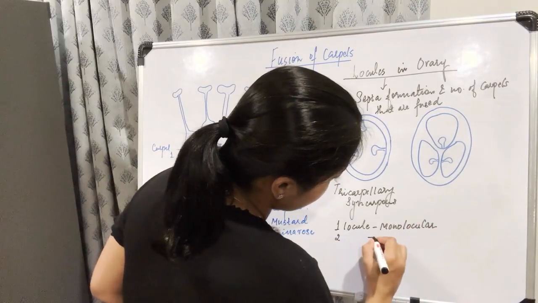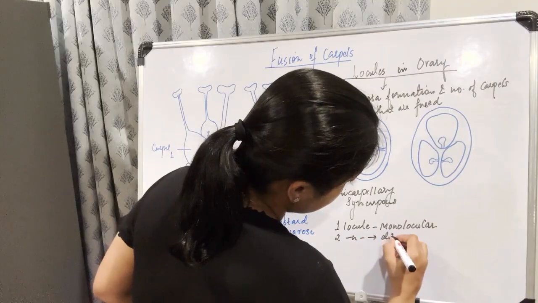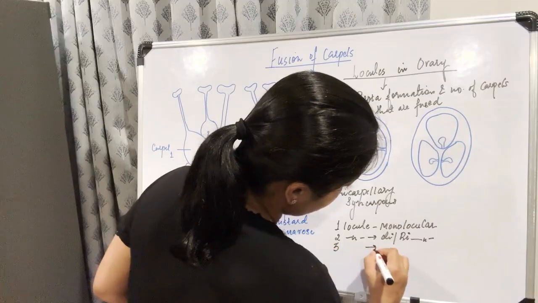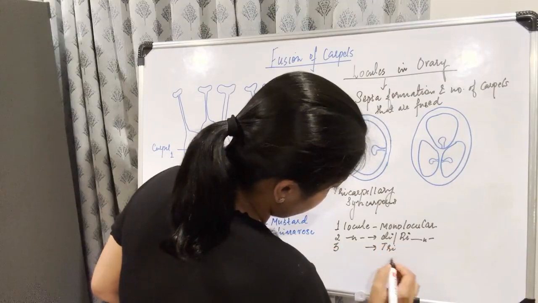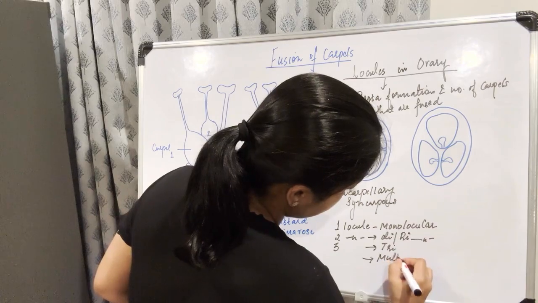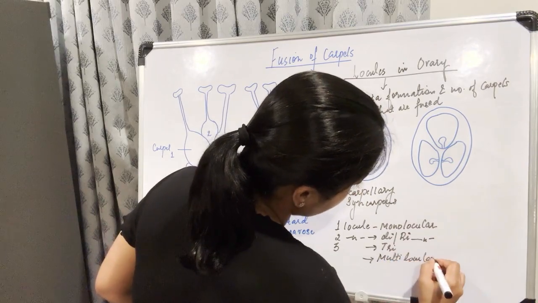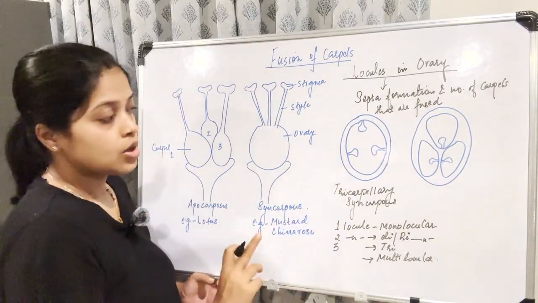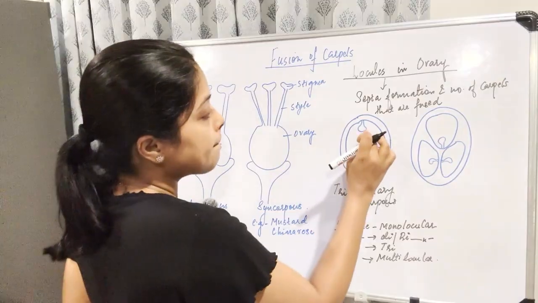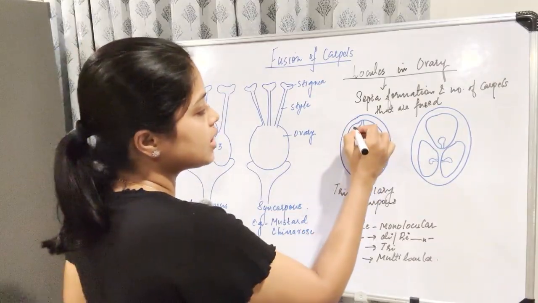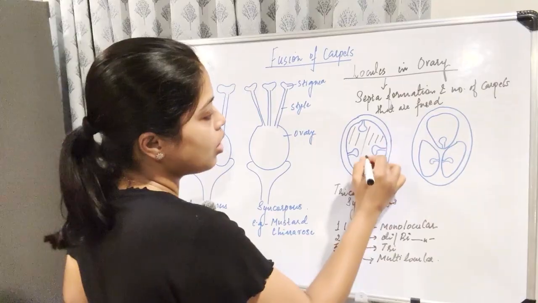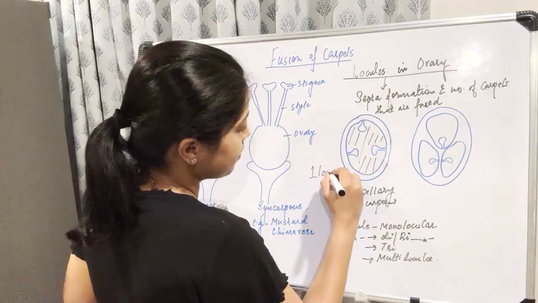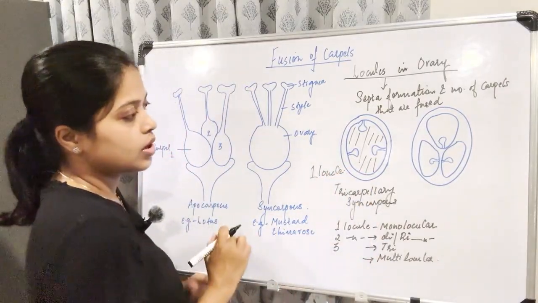If there is two, we call it di or bilocular. If there is three, we call it tri, and so on. We call it multilocular. Okay, so here there is a tricarpellary syncarpous ovary, but since no septa is created, there is only a single locule. The locule number is 1, so it is a monolocular condition.